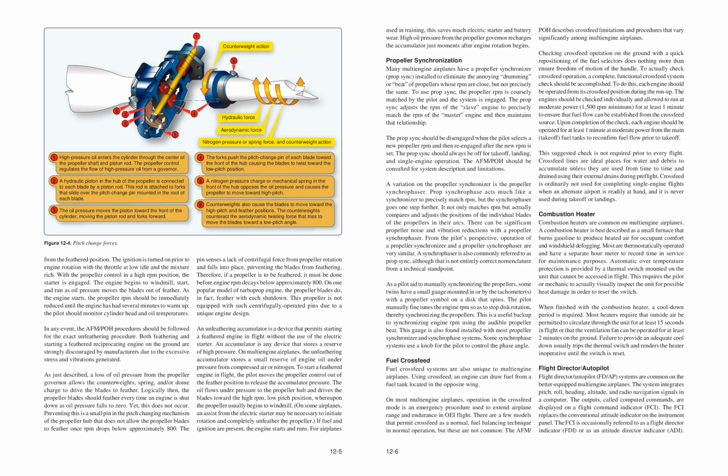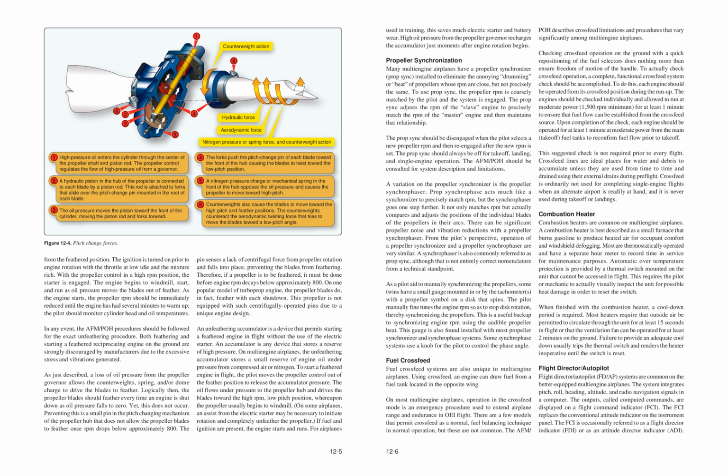A pin senses a lack of centrifugal force from propeller rotation and falls into place, preventing the blades from feathering. Therefore, if a propeller is to be feathered, it must be done before engine RPM decays below approximately 800. On one popular model of turboprop engine, the propeller blades do, in fact, feather with each shutdown. This propeller is not equipped with such centrifugally operated pins due to a unique engine design. In any event, the AFM/POH procedures should be followed for the exact unfeathering procedure.